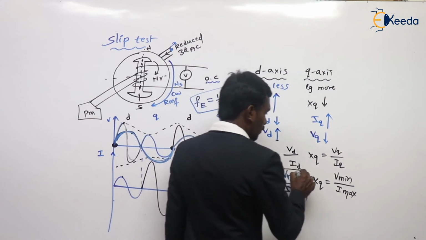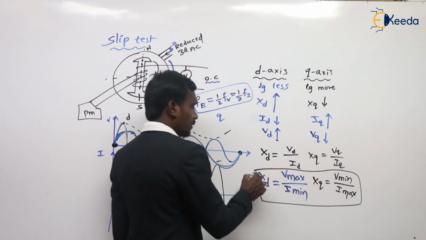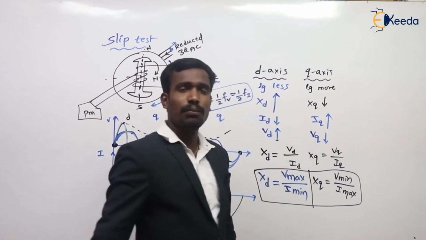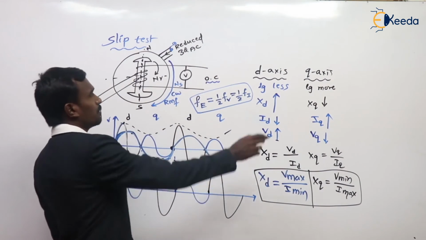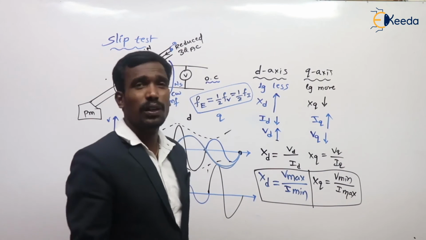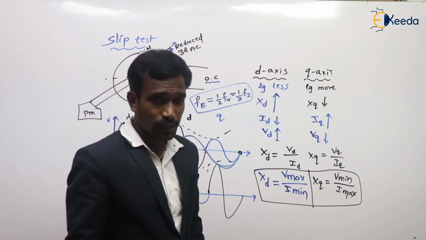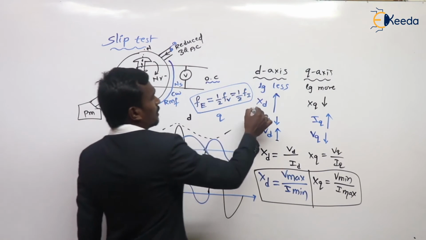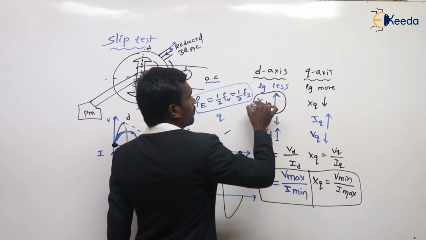These are the formulas, very, very important for competitive exams. These two formulas are very important. Actually, for those two formulas only, we are conducting the slip test. Is it okay? Right? So, along the d-axis, the reactance value is more.